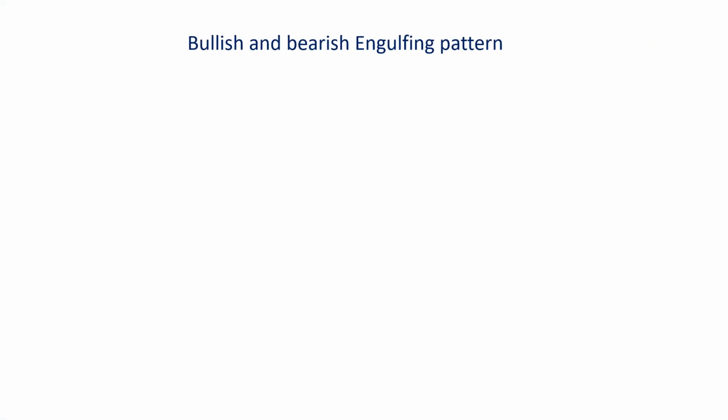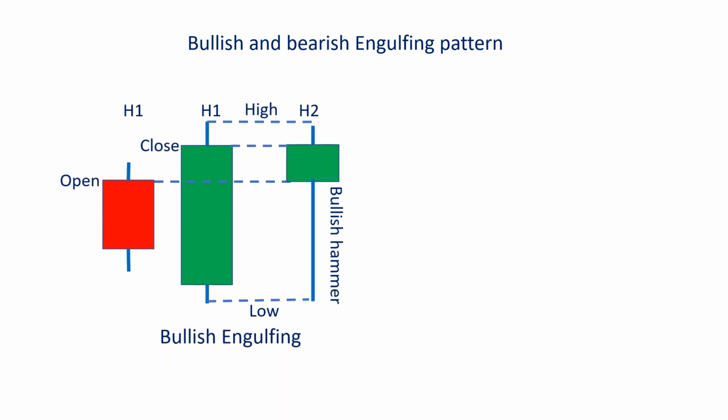Bullish and bearish engulfing pattern. This is a bullish engulfing pattern. It consists of two candles, both of them with 1 hour time frame. The first one is a bearish candle and the second one is a bullish candle in such a way that it engulfs the complete body of the first bearish candle. This candle has a huge bullish power, and if it's seen at the bottom of a downtrend, it suggests a downtrend reversal.